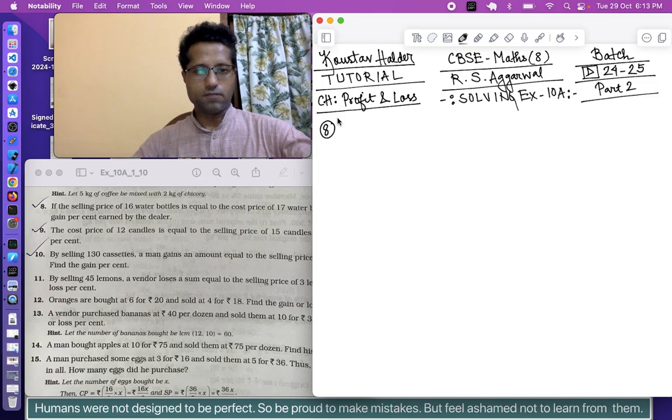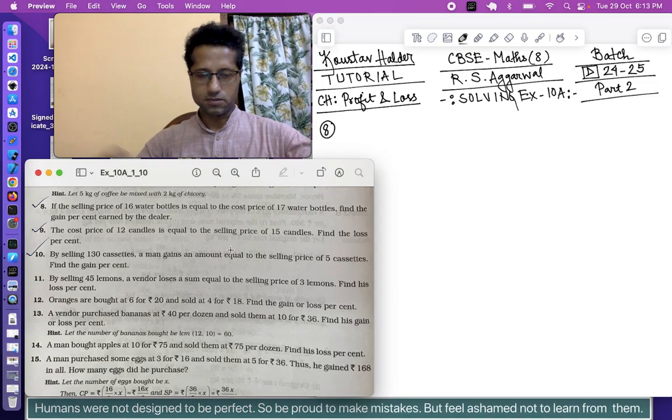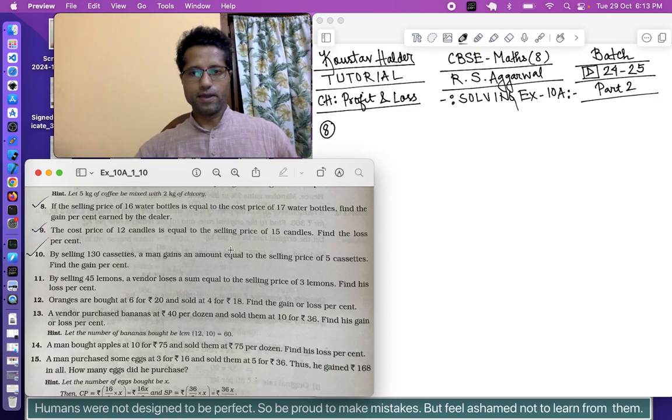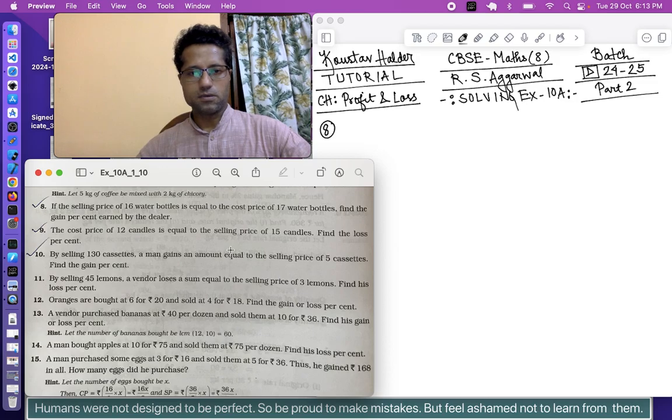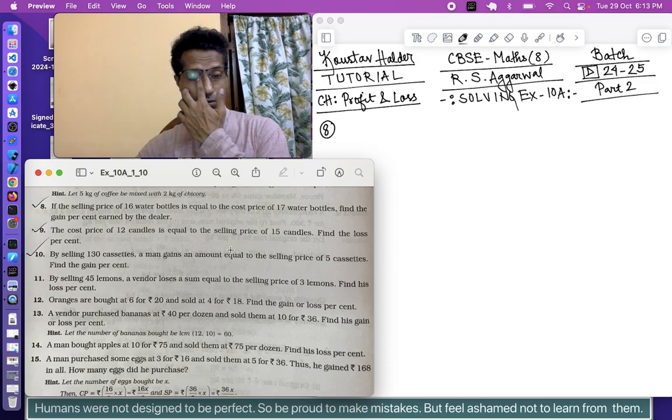Problem 8 says, if the selling price of 16 water bottles is equal to the cost price of 17 water bottles, find the gain percent earned by the dealer. Selling price of 16 water bottles is equal to the cost price of 17 water bottles. Okay.